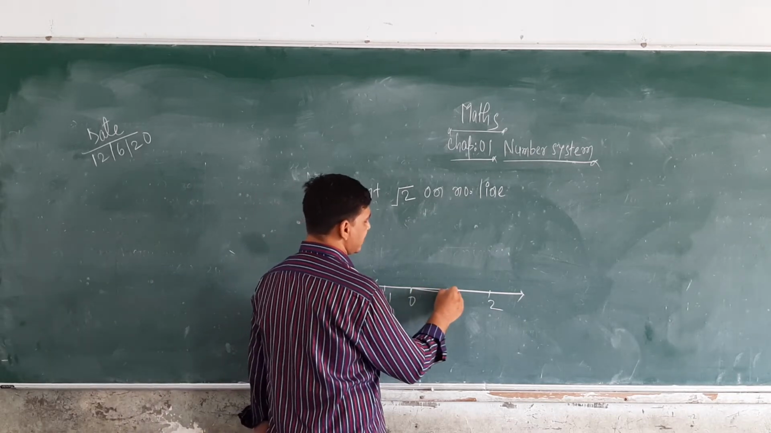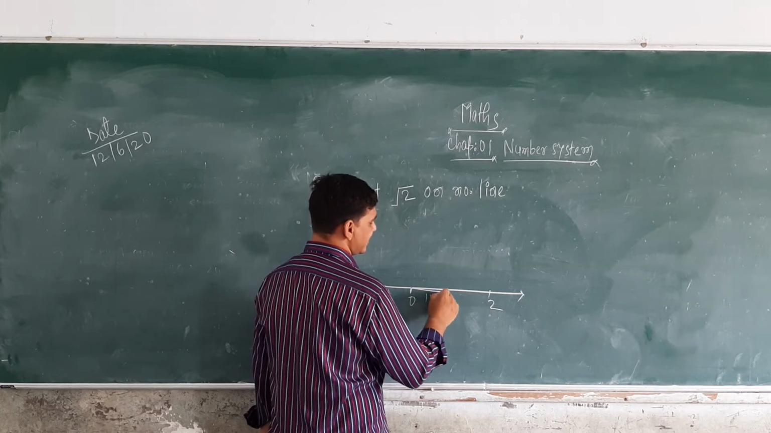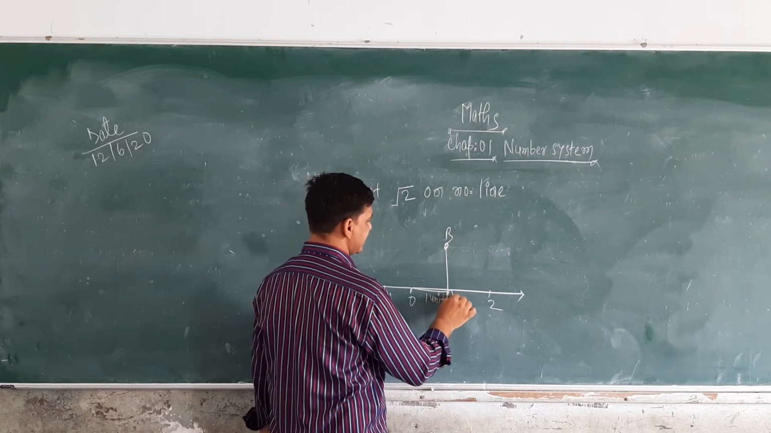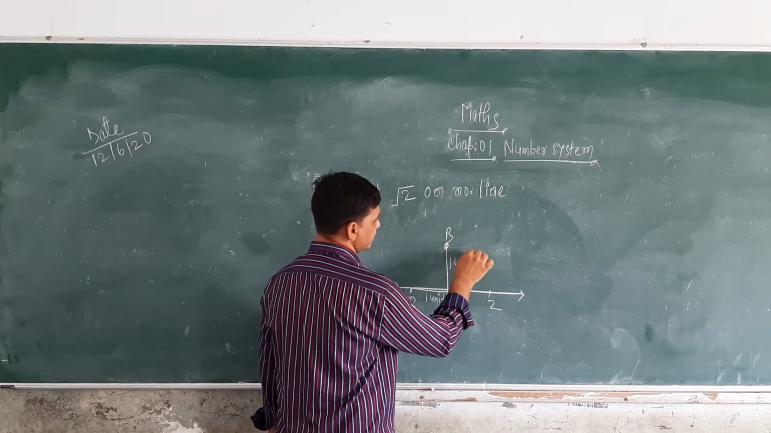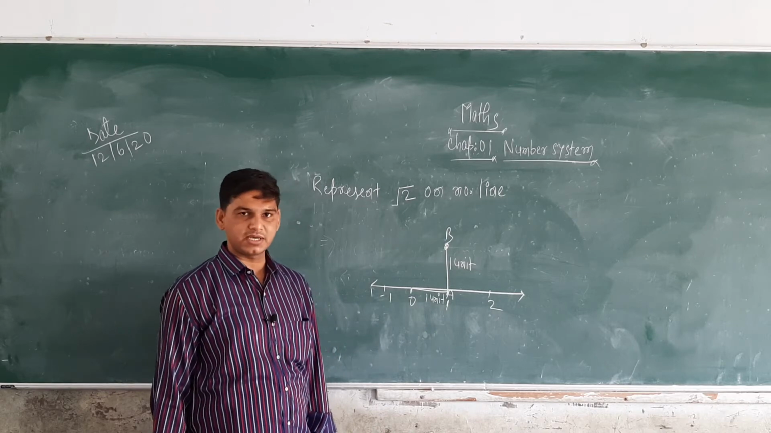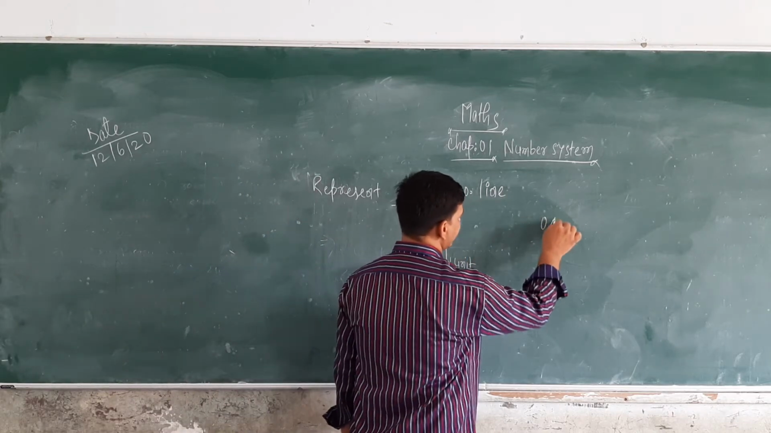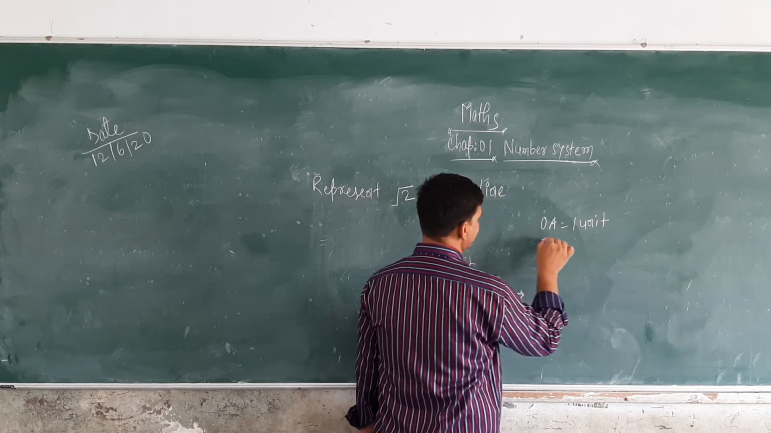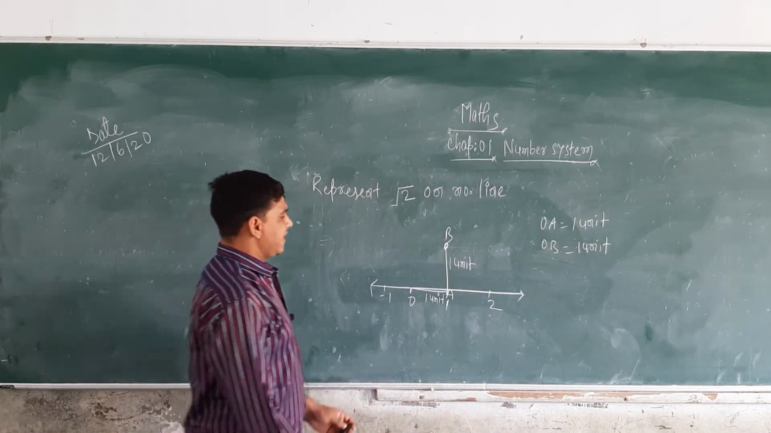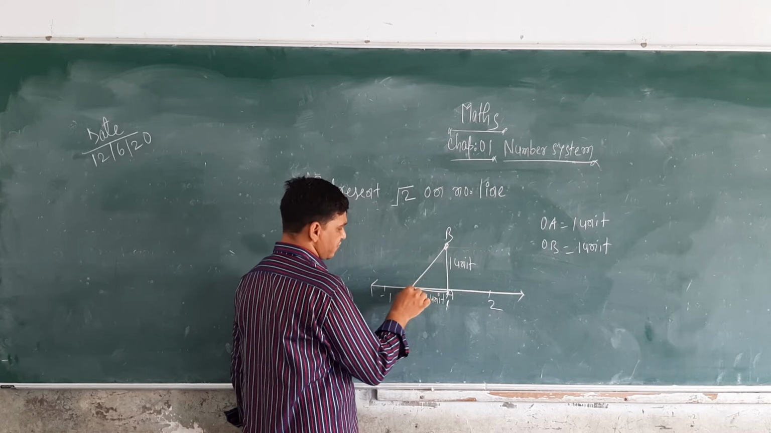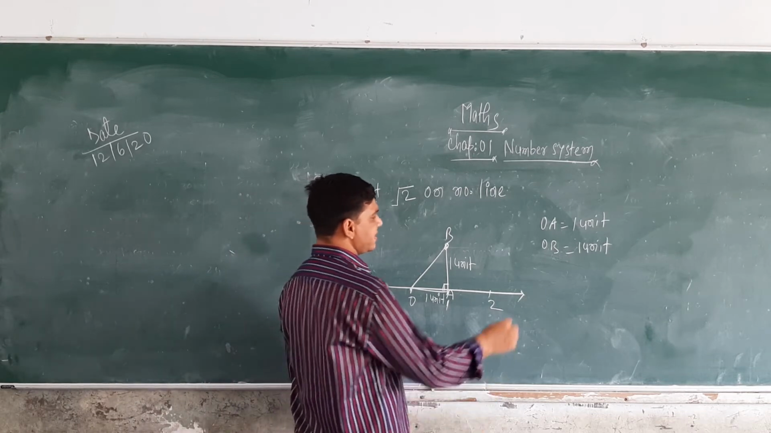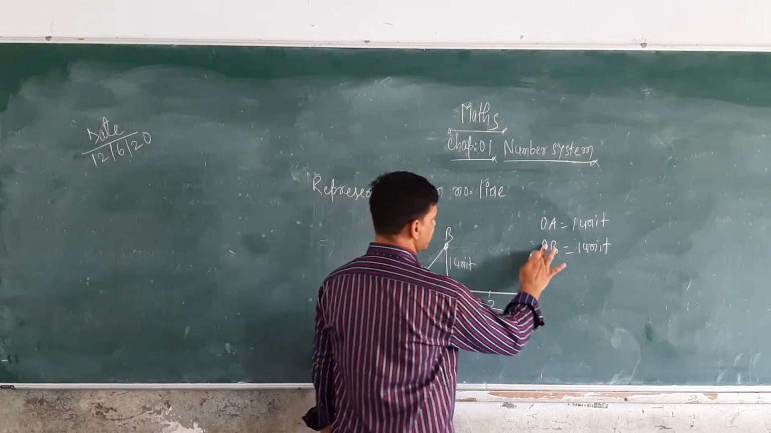So first of all, 0 to 1, that will take 1 unit, and here is another point, I will call it B, that is also taken as 1 unit. So O to A is 1 unit, A to B is 1 unit. Here I will write OA equal to 1 unit, similarly AB equal to 1 unit. Now make a formation of the triangle here, so that A becomes a 90-degree angle.